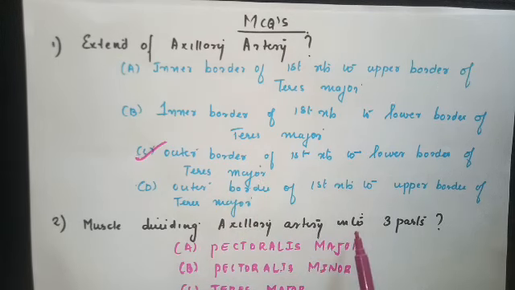The muscle which is dividing the axillary artery into three parts. Options are pectoralis major, pectoralis minor, teres major and subscapularis. The correct answer is option B, pectoralis minor.